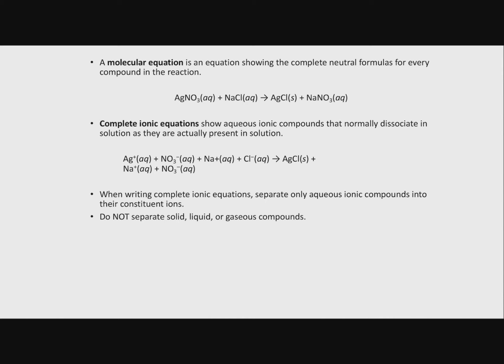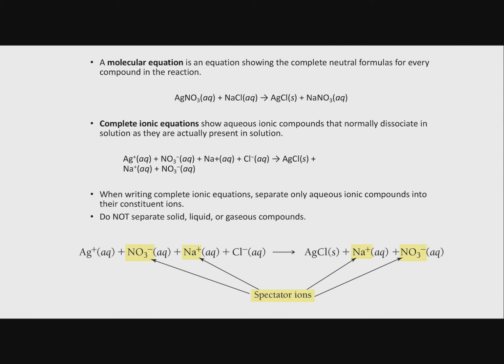The molecular equation is the equation showing the complete neutral formulas. You can see that here. The complete ionic equation is showing all of the ions. So anywhere that you see aqueous, we want to take those ions and show them in their ionic form. So we call it the total ion equation. The only ones that aren't ions are things that are solid. We do not separate solids, liquids, or gaseous compounds. So just the ionic stuff.